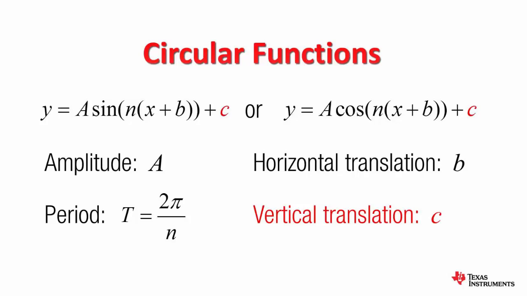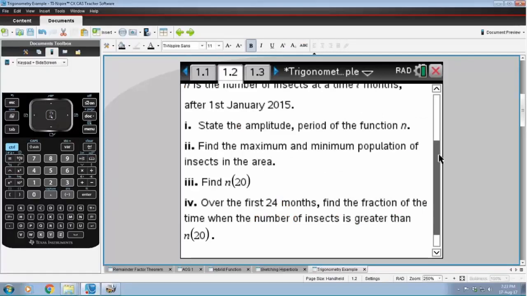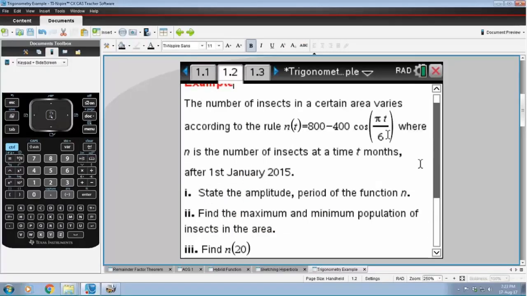Alright, now even though this question is defined for N's and t's, when we graph this on the Nspire CAS calculator, we have to use f1 of x and x's, not t's. So we know we're talking about t's and x's. So what's the n here? The n is the value next to the t. So the n is pi over 6.